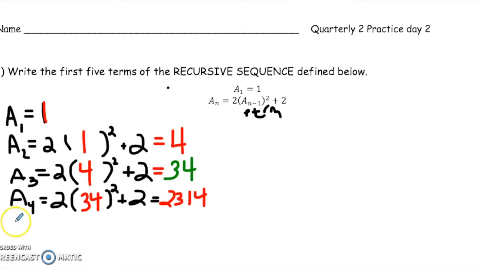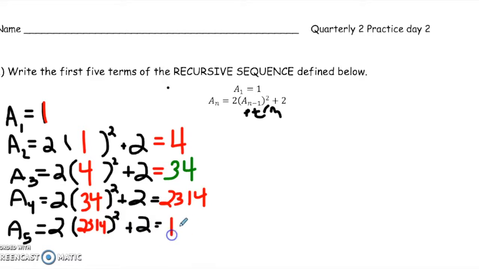All right, and for the fifth term, you're doing the same thing. You're plugging in 2314, and you're getting 10,709,194.